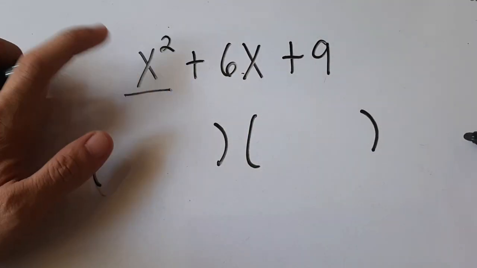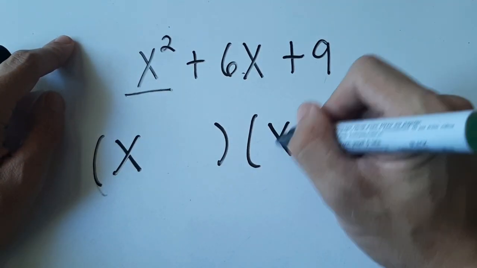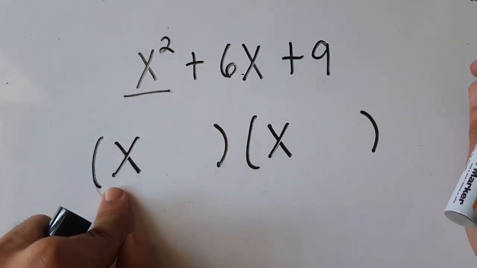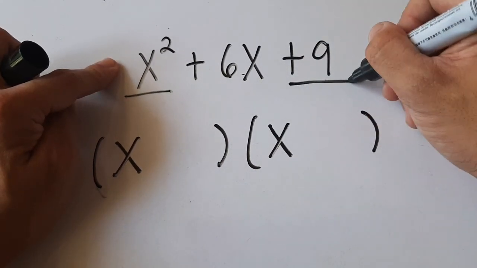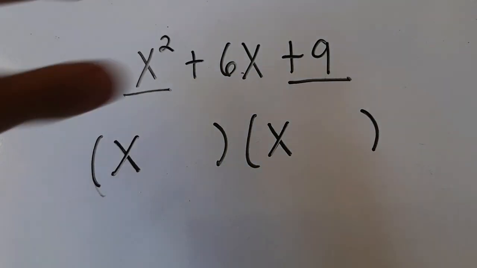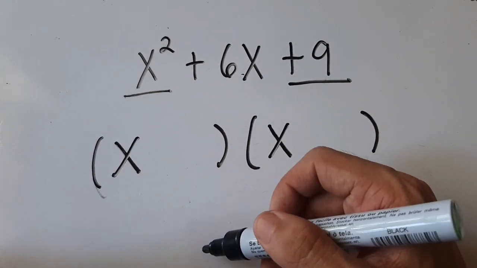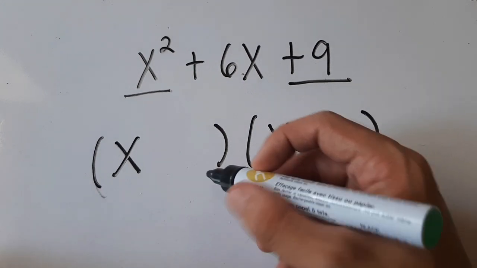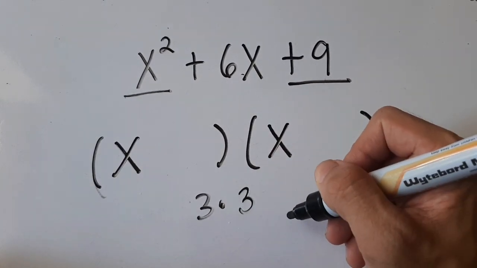The factors of x squared are x and x, because x multiplied by x, the answer is x squared. And then afterwards, tignan natin yung last term, which is positive 9. Sa positive 9, let us factor first positive 9. Mag-iisip tayo ng mga numbers or integers na kung saan kapag minultiply natin or yung product niya is positive 9. So we have 3 times 3, 9.